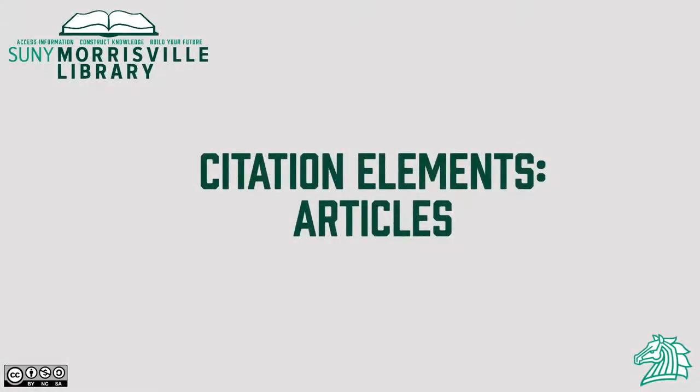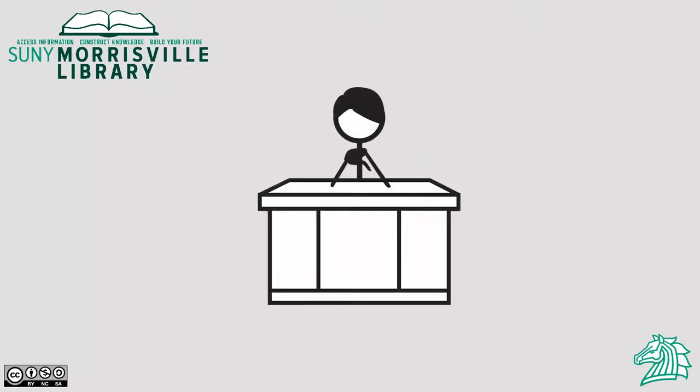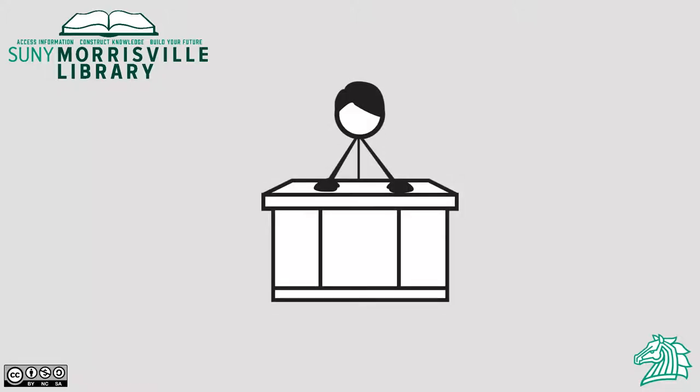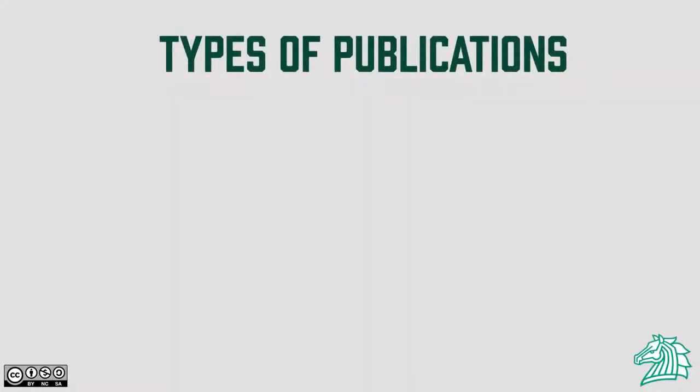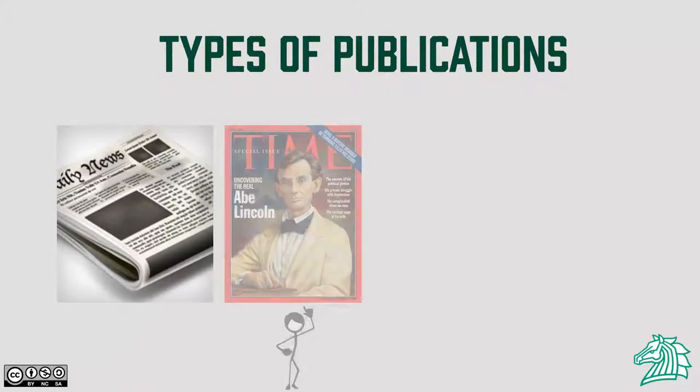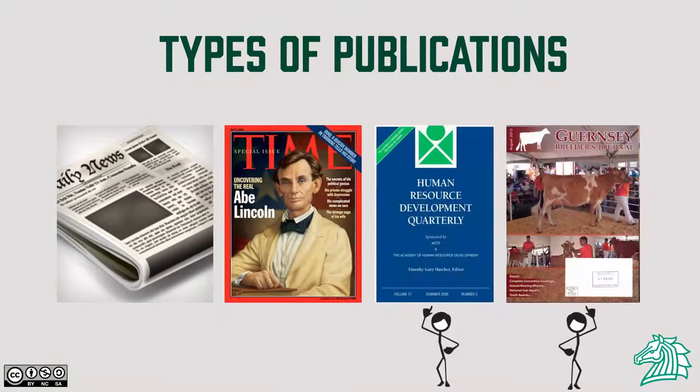Welcome to the Morrisville State College Library tutorial on citation elements for articles. This tutorial is designed to help you understand the different types of article publications and where to find the information you need to write up your citations. There are different article publications we will cover in this tutorial: print newspapers, print journals, and articles from databases. For information on the difference between these, see our tutorial on identifying sources.